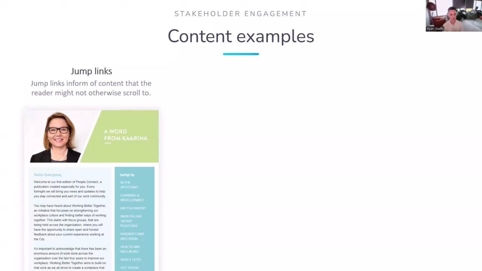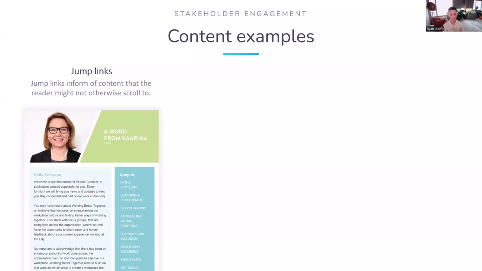So our solution to that is to include jump links at the top of the newsletter. It acts as a table of contents to let people know what's down below without them scrolling. So they can see in the table of contents area different sections or articles that they might be interested in. They can click that and it jumps them straight down to that article.